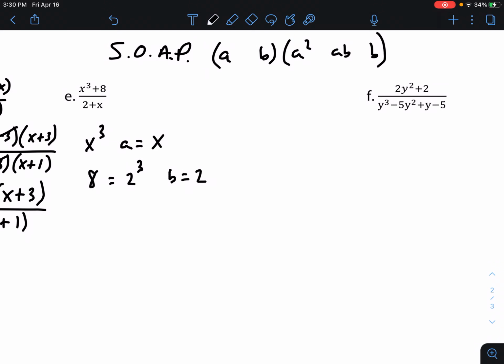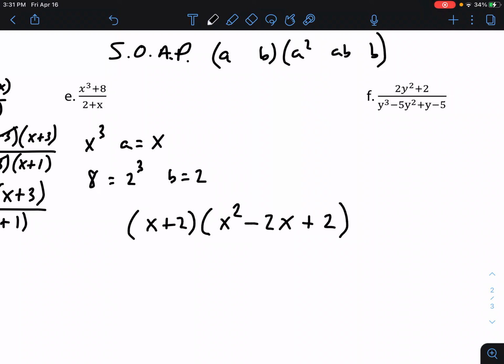All right, and then we can take our SOAP and we can create our binomial and our trinomial. So we have a and b in the first one. So remember, it's the same sign. So we have a plus sign in there. So we're gonna have a plus b. So we have x plus 2. And then we have a squared, so that's x squared, plus a times b. It's a times b, but I'm gonna write it in the order of b times a. So it's minus 2x because we have the opposite sign. And then we have always positive, and we are going to write our b in there. So we have just a 2. Okay, so there we go. That's the numerator. Completely factored.